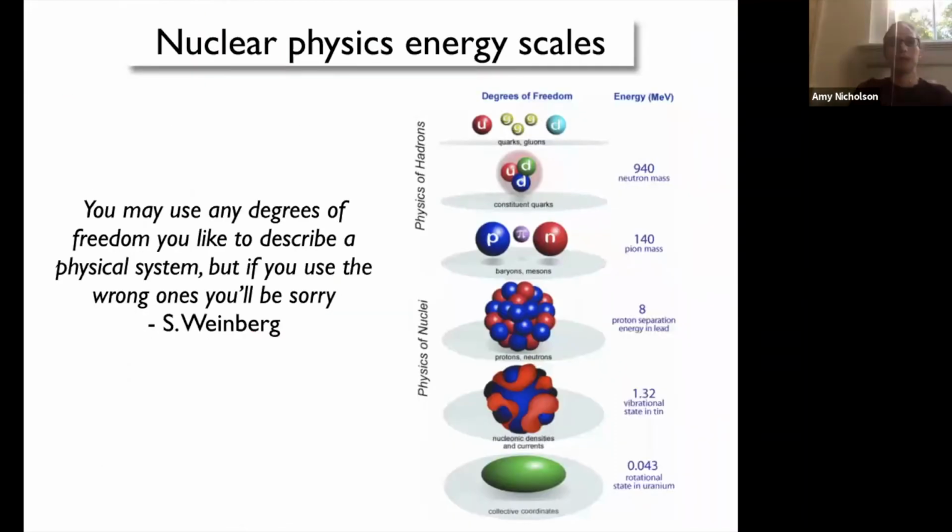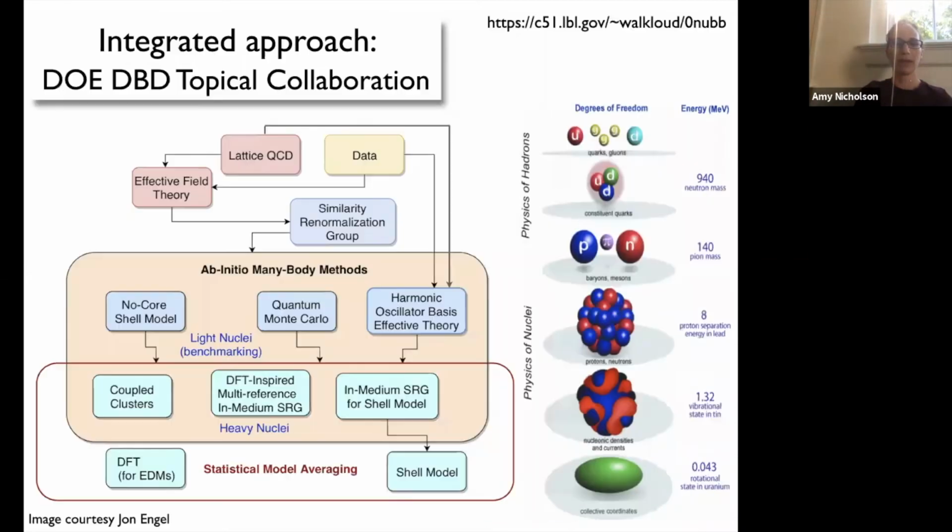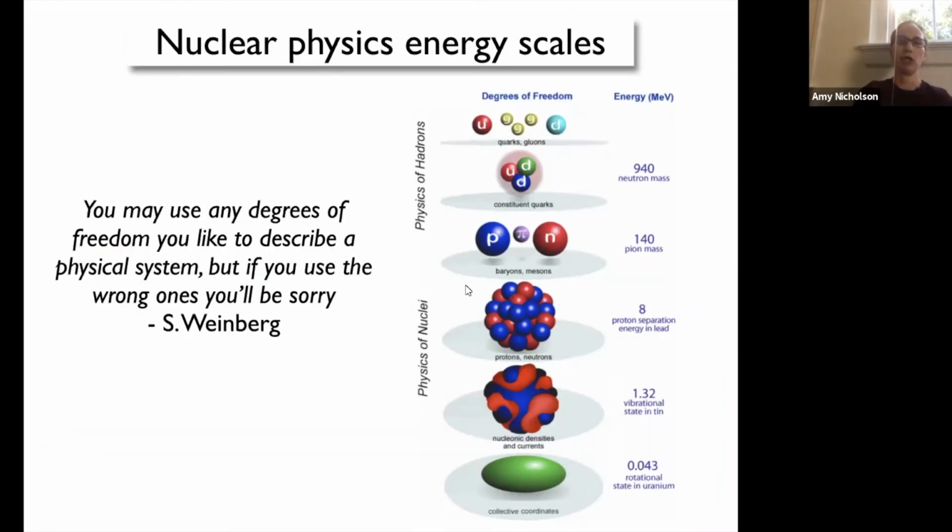And really it comes down to an issue of degrees of freedom. So we want to study all of these different scales, but the different energy scales have different relevant degrees of freedom. So at the very short distances, quarks and gluons are relevant, but at the very large distances, you have very low energy excitations like the rotational states in germanium. And if you use the same degrees of freedom to try to describe them all, as often quoted by Weinberg, you can use any degrees of freedom you like. So in principle, you can start with quarks and gluons and calculate this rotational state in uranium. But if you use the wrong ones, you'll be sorry. So quarks and gluons are just not a good choice for understanding these very low energy excitations.